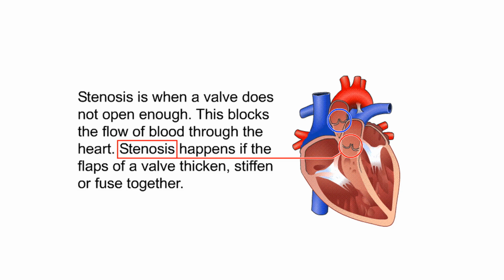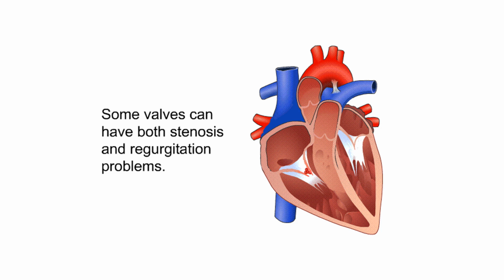Stenosis is when a valve does not open enough. This blocks the flow of blood through the heart. Stenosis happens if the flaps of a valve thicken, stiffen, or fuse together. Some valves can have both stenosis and regurgitation problems.